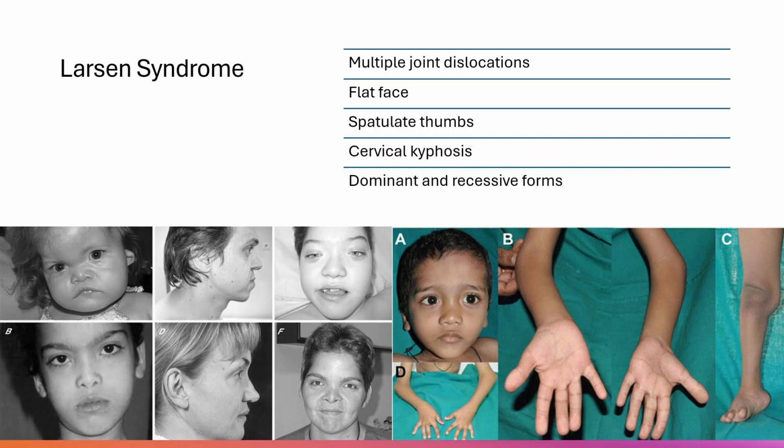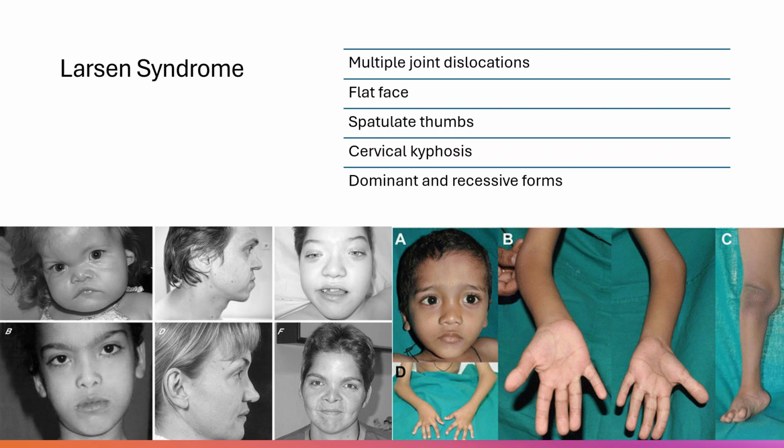The flat face provides another distinctive feature that helps you recognize this condition. Think of how the same connective tissue problems that affect the joints also influence facial development, creating a characteristic flattened appearance that differs from the facial features we see in other skeletal dysplasias. This facial appearance, combined with the joint problems, creates a recognizable pattern once you understand what to look for.